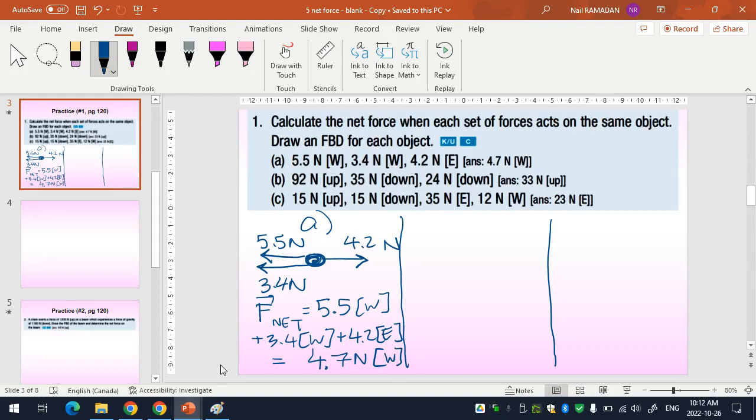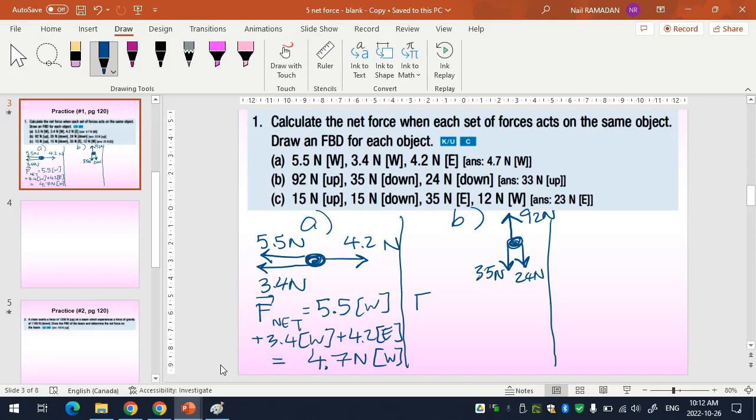Okay. How about the next one? We've got 92 acting which way? Physically up, not north, physically pulling up. And we've got 35 down and 24 down. So that would be physically up, physically down, physically down. That would mean 92 newtons this way, 35 newtons this way and 24 newtons this way.